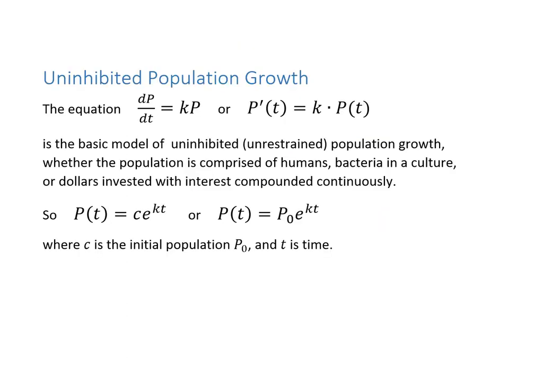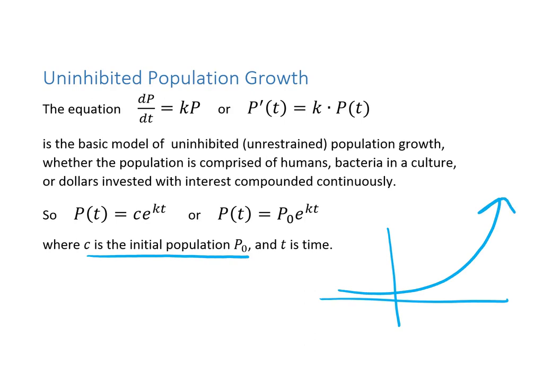When you read uninhibited population growth, that's usually modeled by an exponential equation. It starts off with the c or a P naught, which is the initial population, and then it grows exponentially. It's uninhibited because as you grow exponentially, it goes up, and there's no ceiling to how far it can grow. This can describe population of humans, bacteria in a culture, dollars invested in continuously compounded interest. All of these different scenarios can be described with uninhibited population growth.